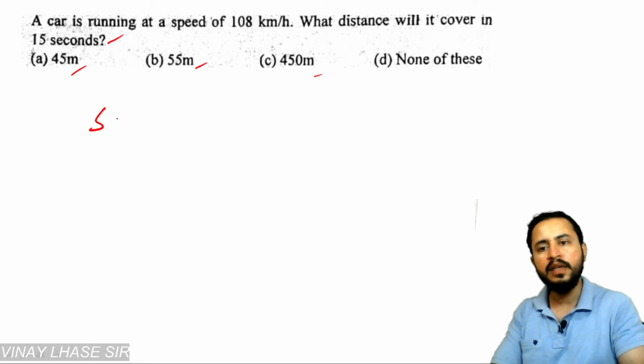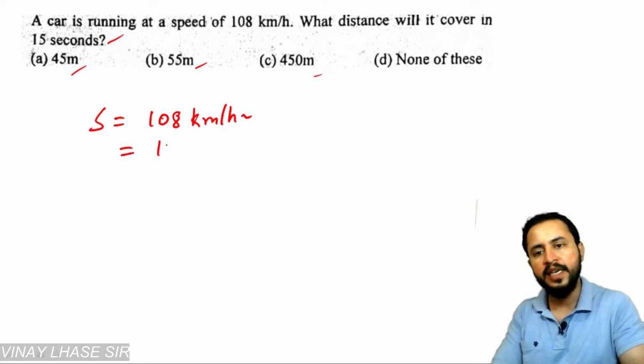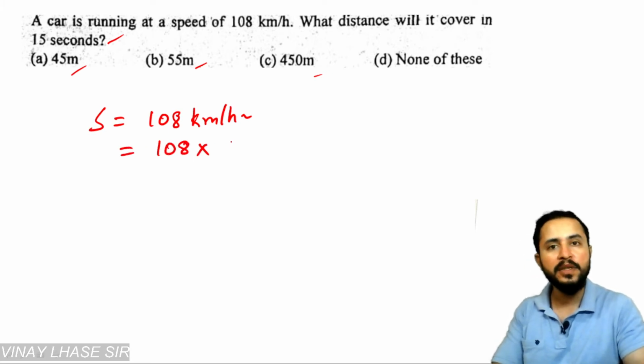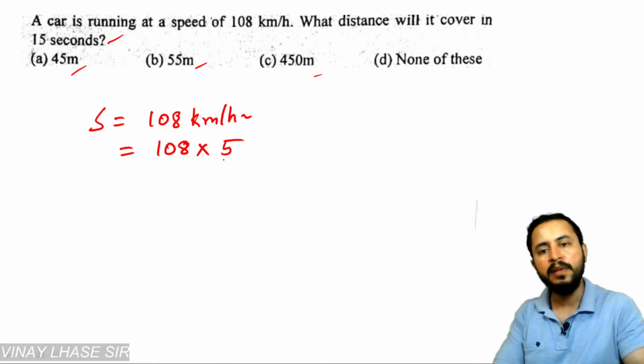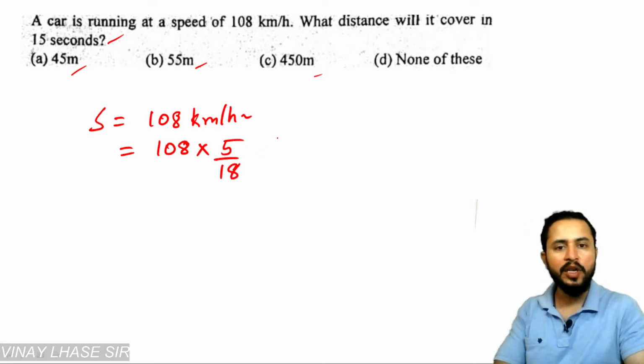So what you do, given speed 108 km per hour, first convert it into meter per second. How do we convert 108 into meter per second? By multiplying with 5 by 18. So you have to remember this.